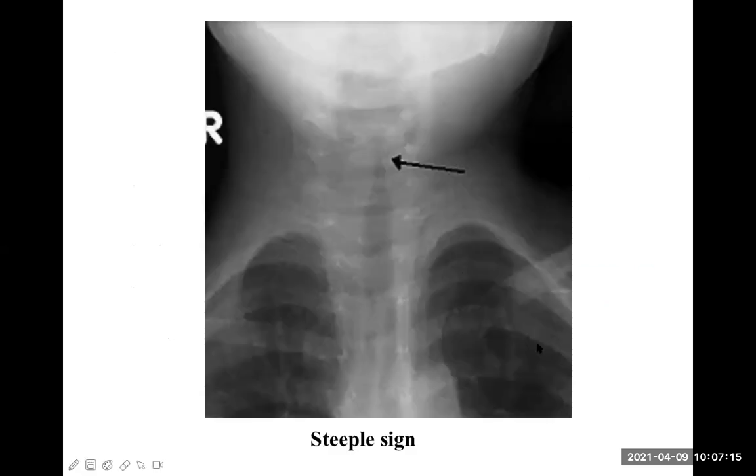Now look at this steeple sign here. This is the area of the larynx. Look at the acute narrowness of the airway here. This area. So this is because of airway edema, because of croup syndrome.